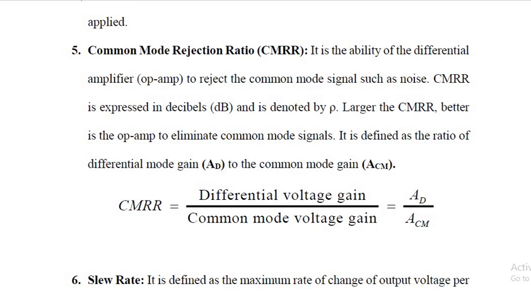It is defined as the ratio of differential mode gain AD to the common mode gain ACM. So AD is differential voltage gain and ACM is the common mode voltage gain. So CMRR is equal to differential voltage gain by common mode voltage gain, that is equal to AD by ACM.